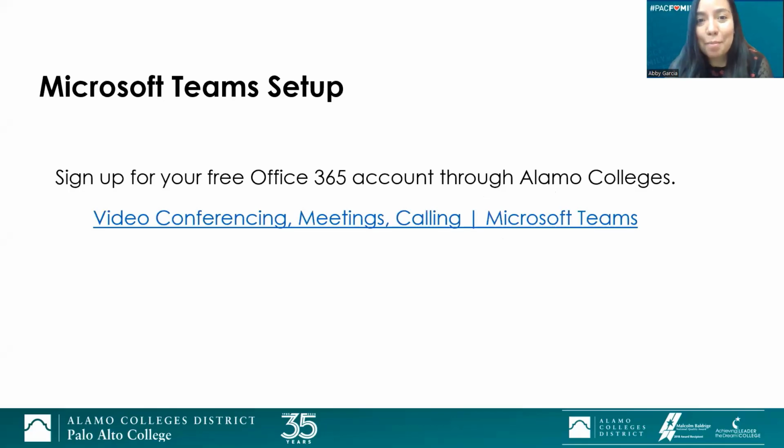Alrighty. So let's talk about something super, super important, right? So in order to use Microsoft Teams, we're going to have to set it up, right? So in order to access Microsoft Teams, everyone will need to sign up for their free Office 365 account offered through the Alamo colleges. Office 365 is a productivity cloud designed to help you with more than just apps like Word, Excel, and PowerPoint online. Office 365 also gives you access to Microsoft Teams.